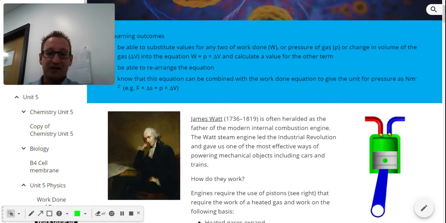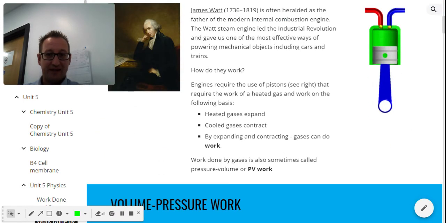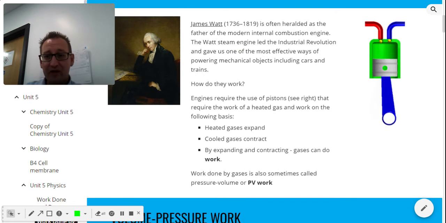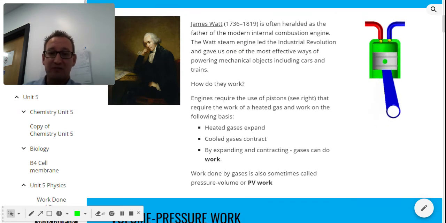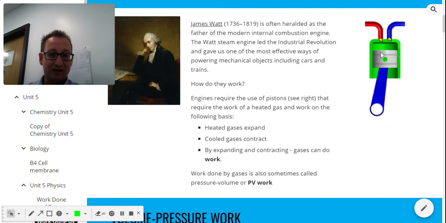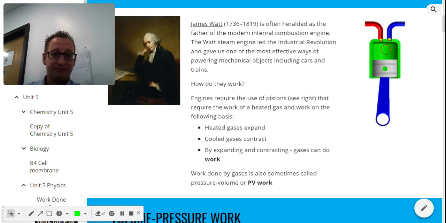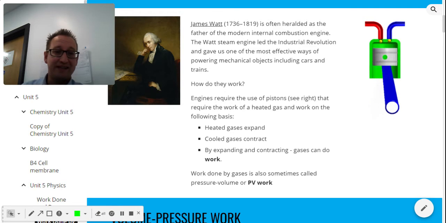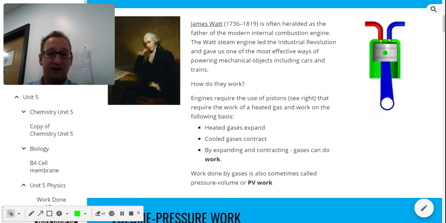Where this starts off is with the idea around a piston, and we relate this to James Watt, who was the father of the internal combustion engine, and he developed this piston idea whereby gas could do work. Gas does work essentially by being expanded or contracted, and we do that by heating and cooling the gas. So there are two really key concepts here.